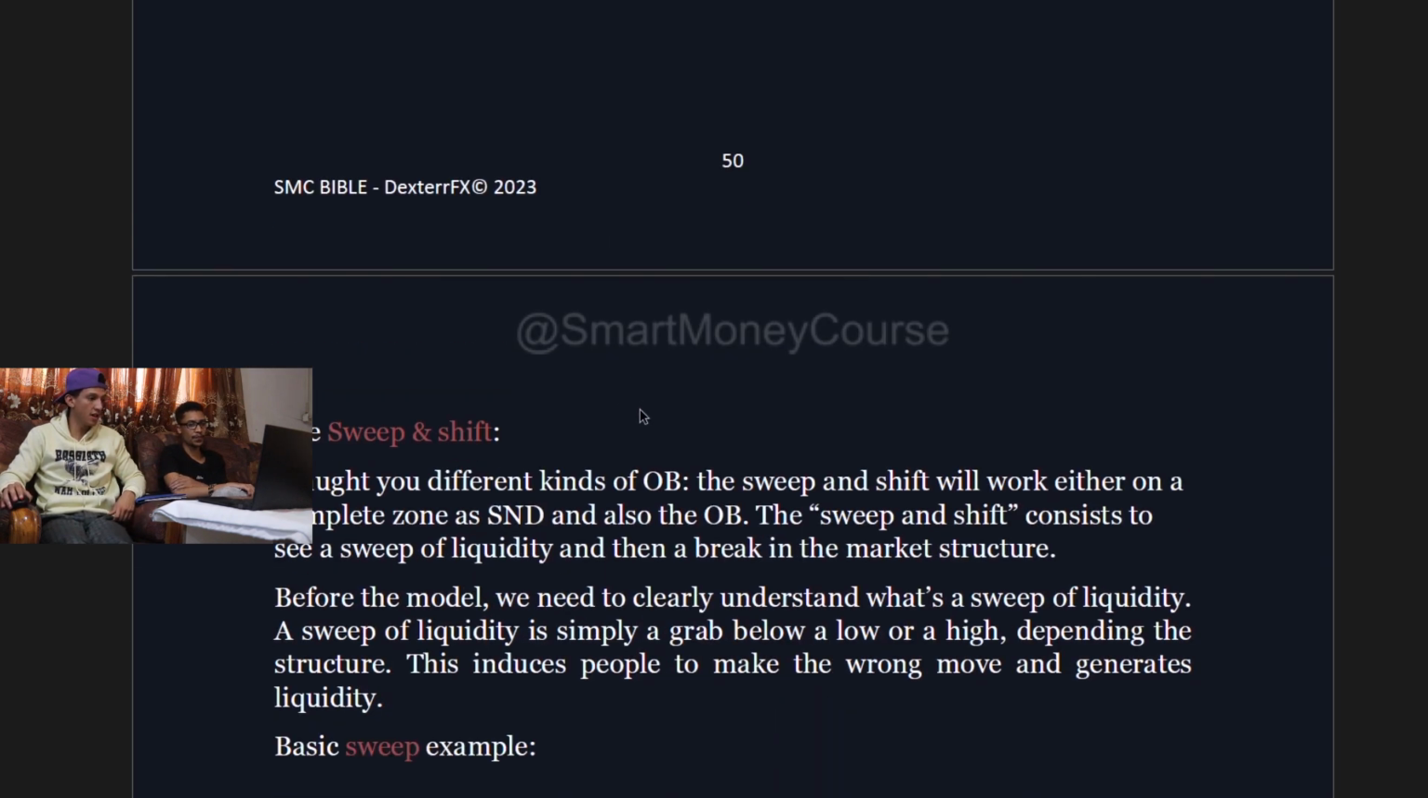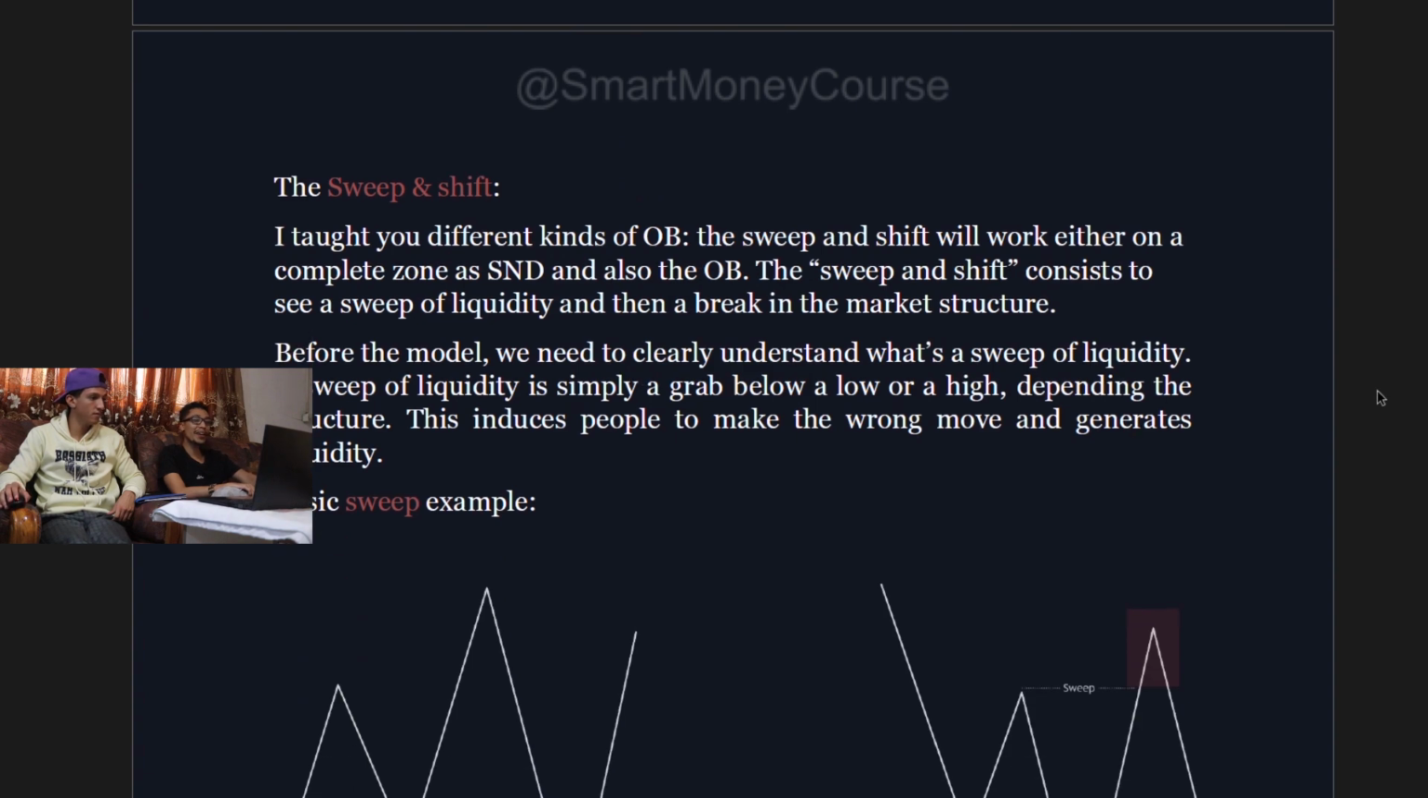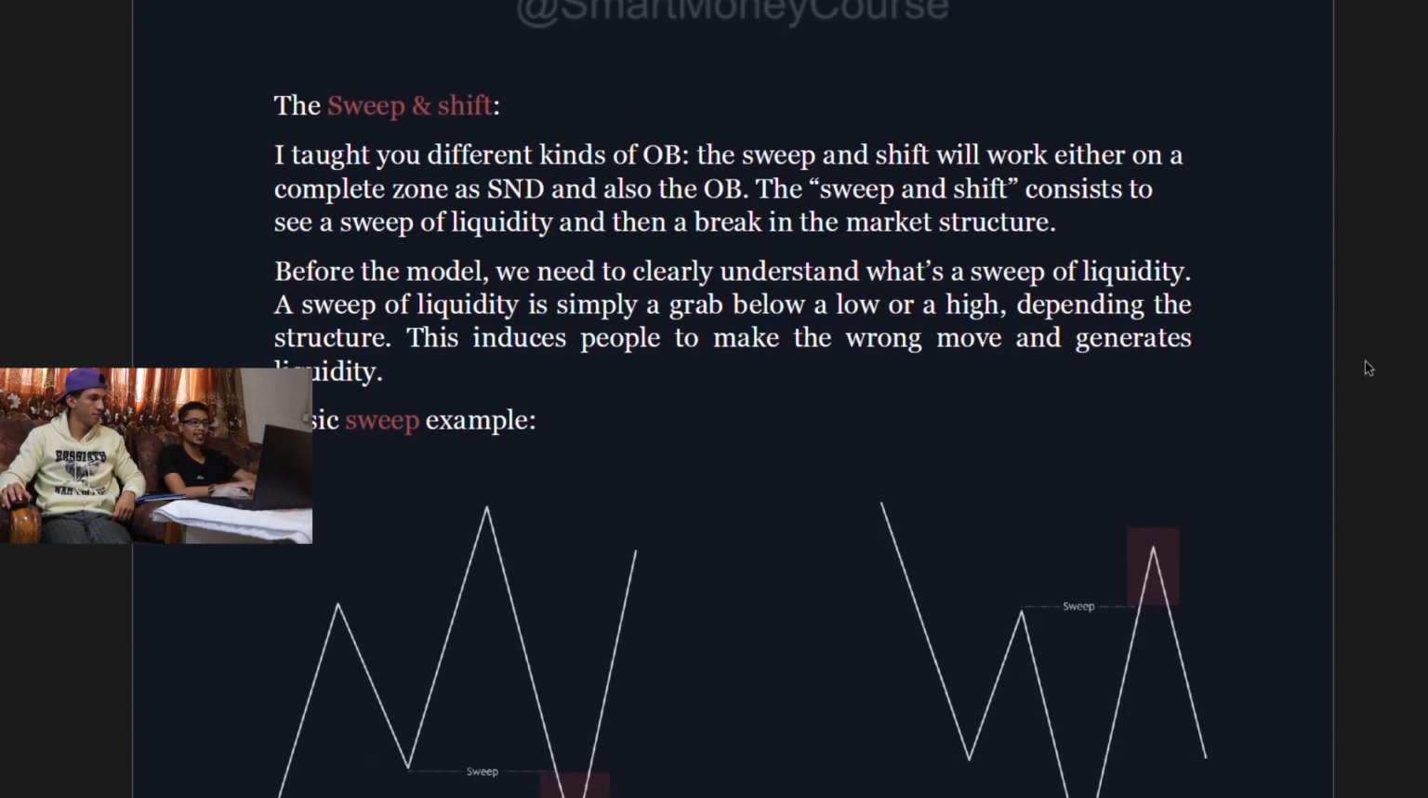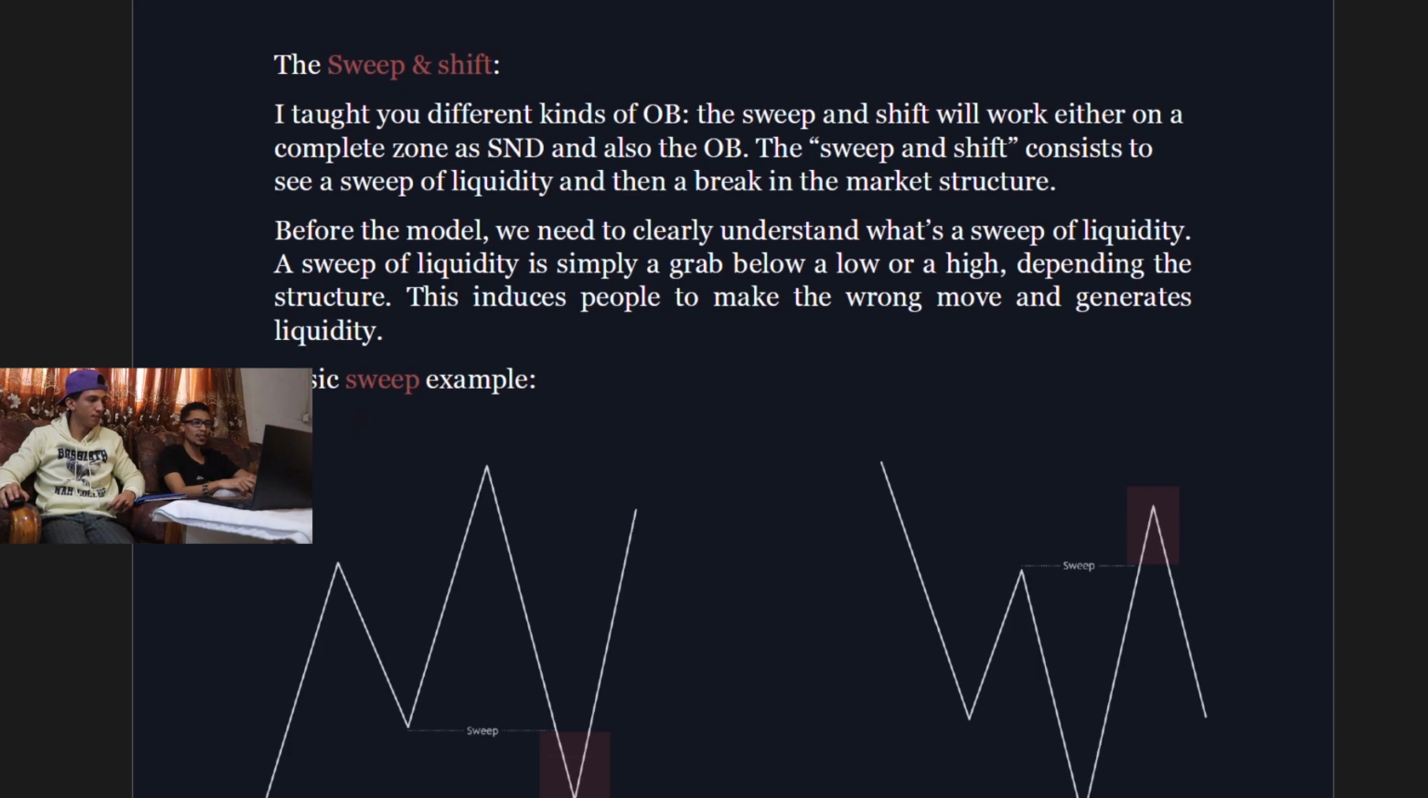So this is another one to identify: the sweep and shift. Yes, I taught you different kinds of order blocks. Sweep and shift will work either on a complete zone as a SND and also on the OB order block.